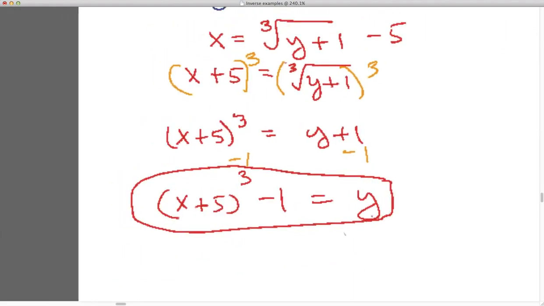Okay. You might see the inverse written as f of x raised to the negative 1. So don't be alarmed if you see that. That means inverse.